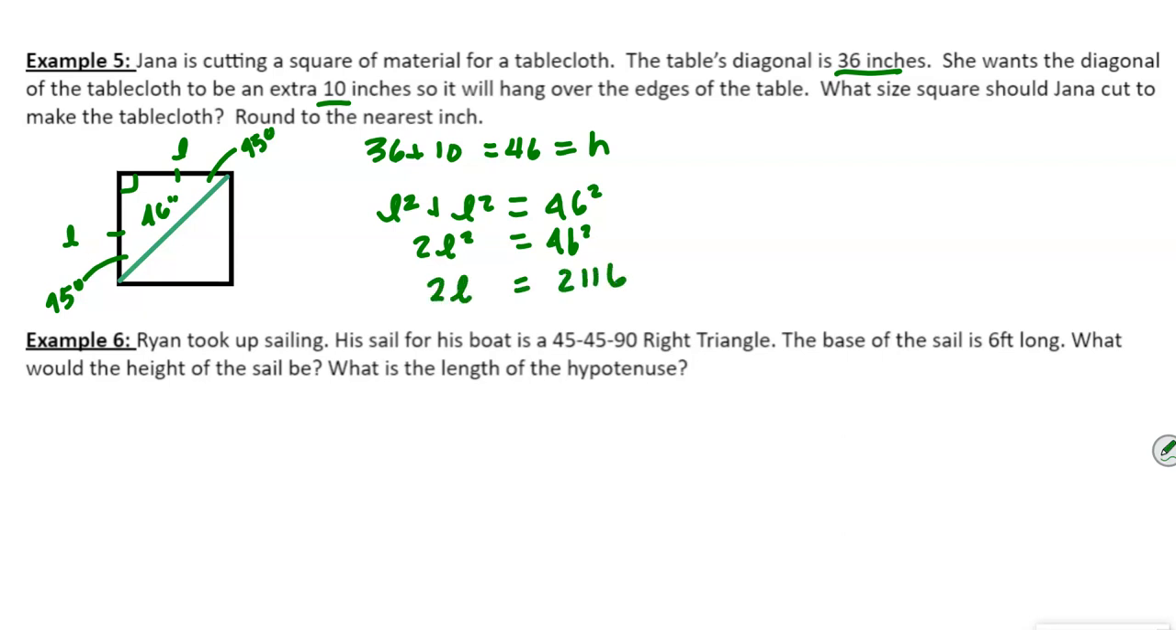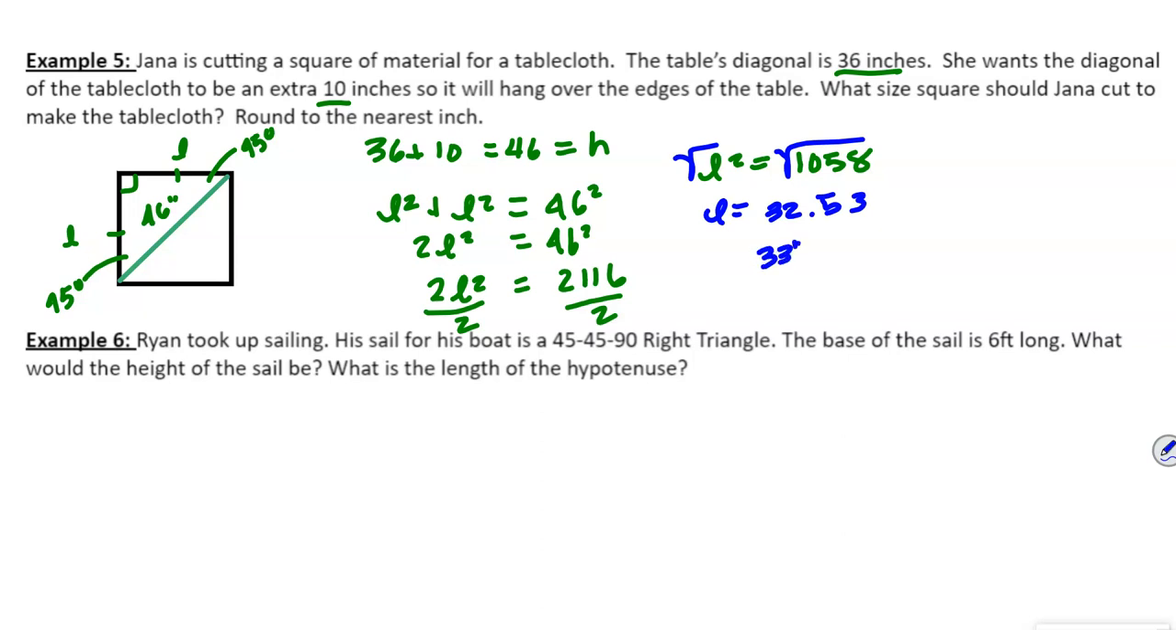We still have our 2L squared here, so we're going to divide both sides by 2. So L squared is going to be equal to 1058. Then we're going to take the square root of both sides. So L is going to be equal to 32.53. And it says what size should she cut to the nearest inch. So this is going to round up to be 33 inches by 33 inches.